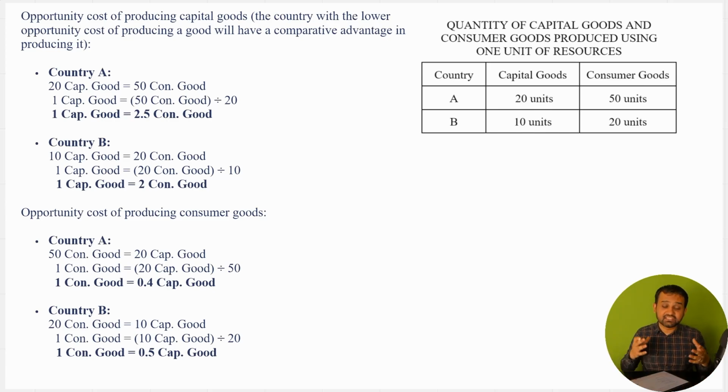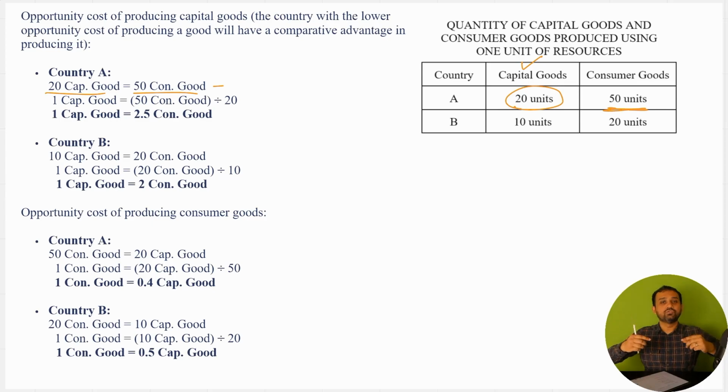So who has comparative advantage in the production of capital goods? We need to find the opportunity cost of producing 1 unit of capital good for both countries and simply compare who has the lower one. So I have it worked out here. The way you would start is, let's pick capital good first. Now, country A, we know, can produce 20 units of capital goods, and when it does that, it gives up producing 50 units of consumer goods. So that's what I have written in the statement here. To produce 20 capital goods, country A has given up 50 consumer goods.